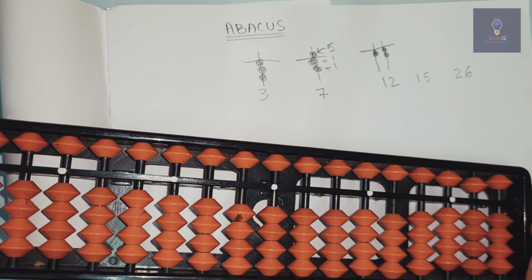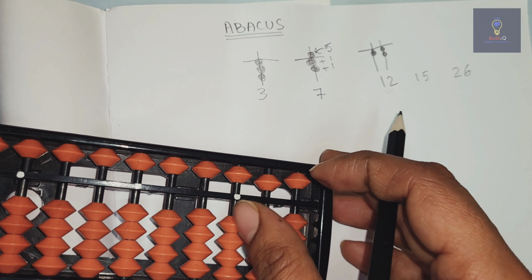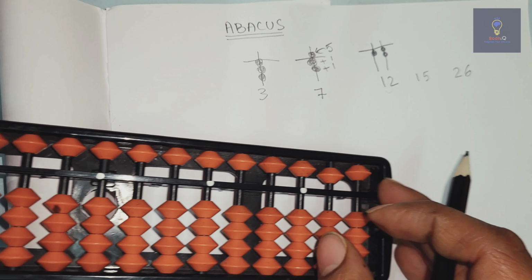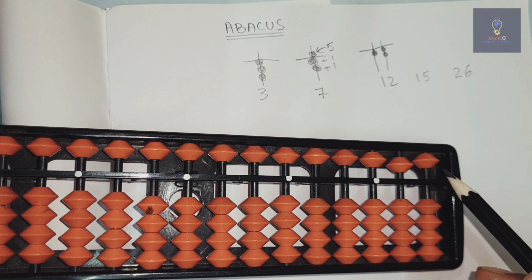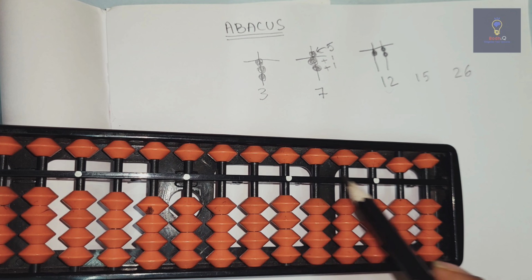Okay, so here you can see if we need to put it in the abacus. Before that, I just want to show you the significance of these white dots. These are called the unit points.